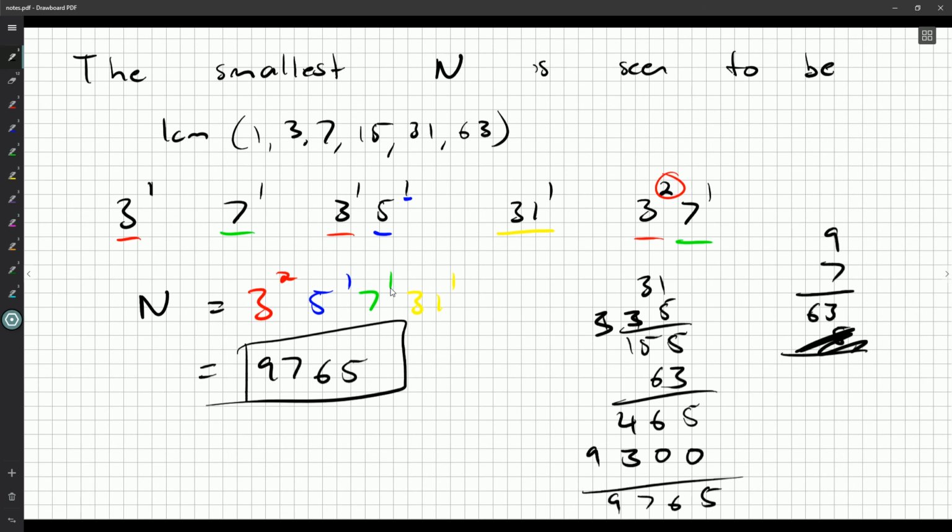All right, so that's the smallest possible n there is, and that's really all we have to say about B3.